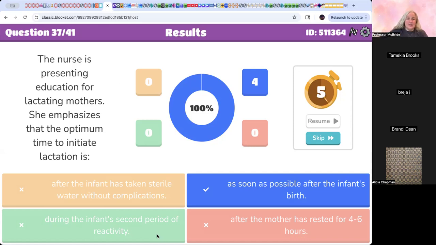So you don't want to wait till the second period of reactivity, and you don't want to wait till the baby's sleeping because it's going to be hard to get a good latch. And that latch is going to be so important from the very first feeding. So we're getting babies belly to belly. We want that nice deep latch so that we're not causing tissue trauma to the nipples. And so as soon as we can get a baby latched after they're born, the better.